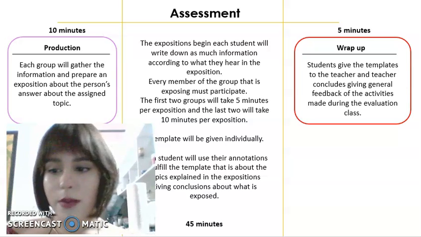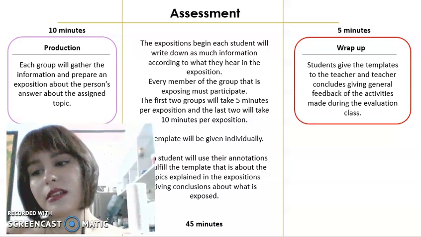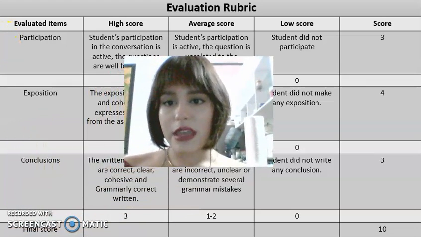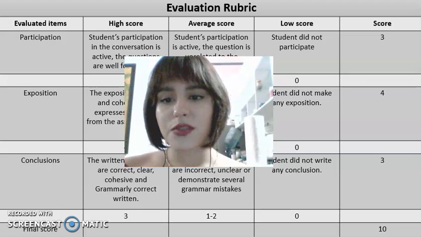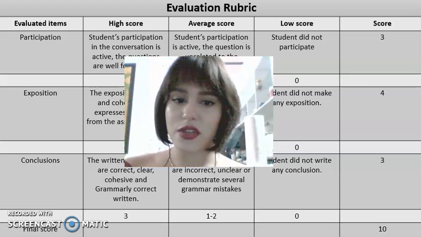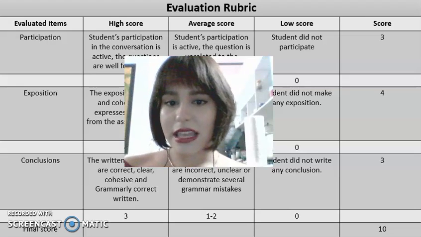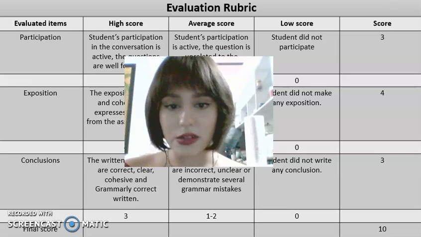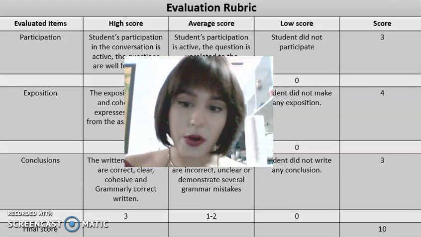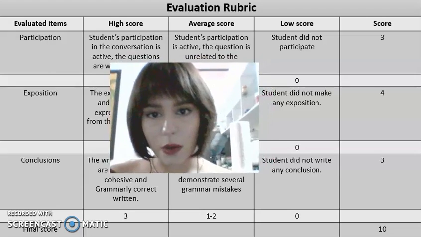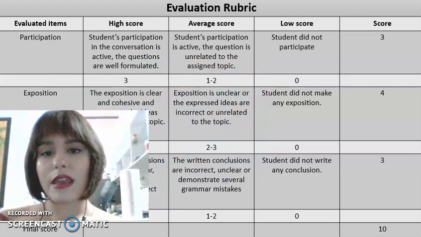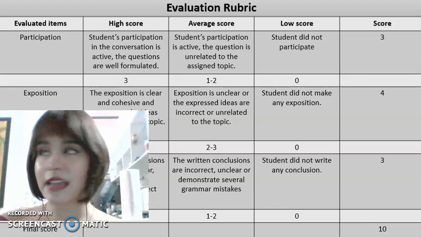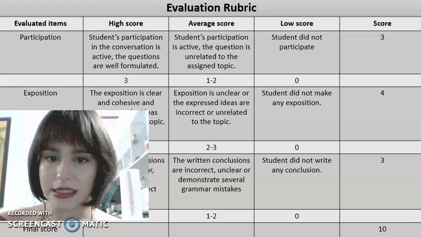Now, as for the rubrics, what is expected from the students? Well, there are going to be 3 main items to be evaluated: the participation, the exposition, and the conclusion. So, the participation is key. Exposition is the main part of this activity, since speaking is going to be evaluated. And as for the high score, in terms of participation, it is when students' participation in the conversation is active and the questions are well formulated.